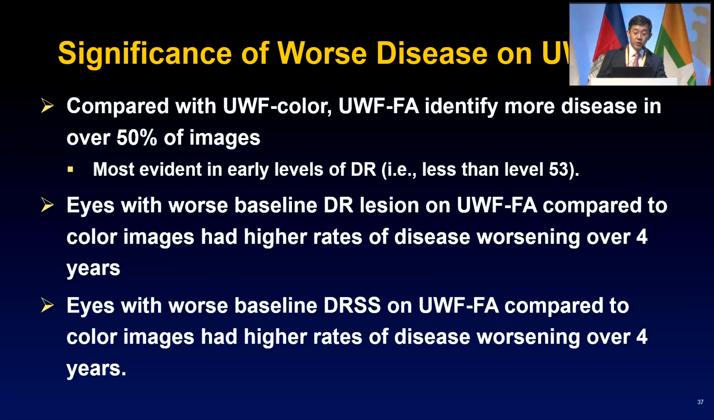So compared to ultra-wide field color, ultra-wide field FA identifies more disease in over 50% of images. This is most evident in early levels of retinopathy. Eyes with worse baseline DR lesions on FA compared to color images had higher rates of disease worsening over 4 years. And eyes with worse baseline DRSS on the ultra-wide field FA compared to color images had higher rates of disease worsening over 4 years.